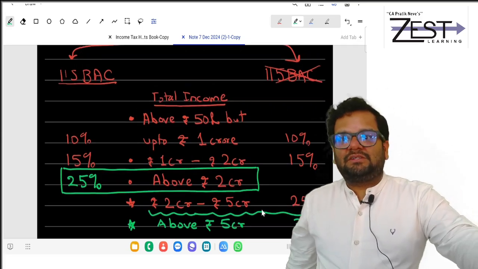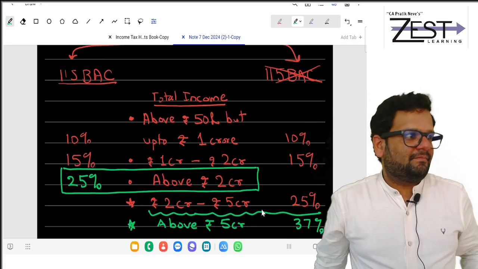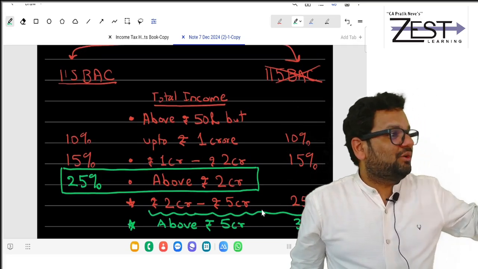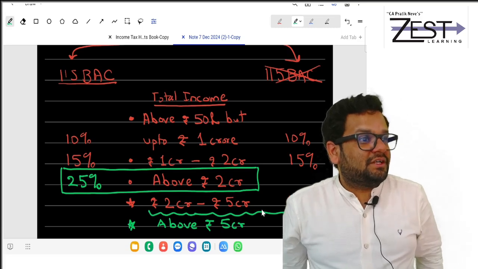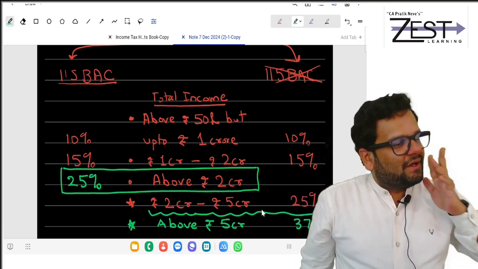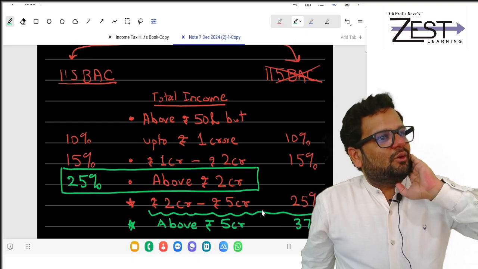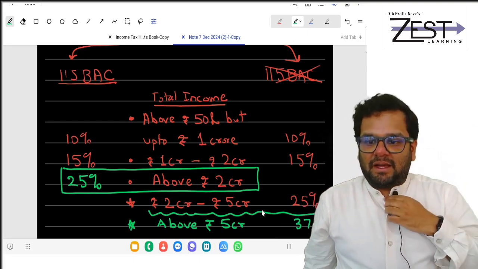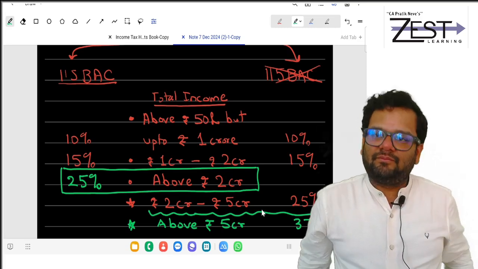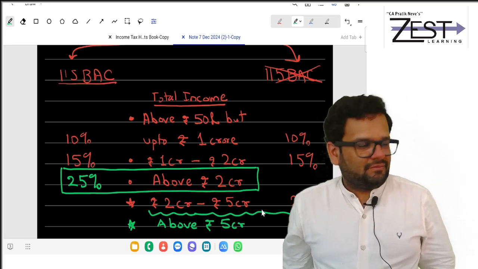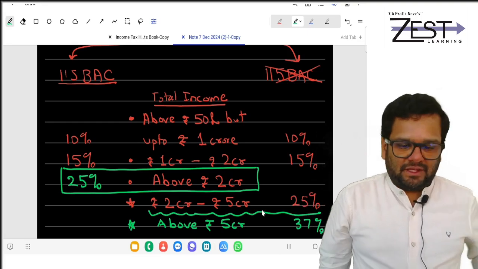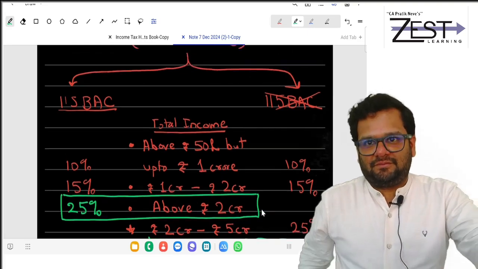So I think better doing like this, no? So you know, don't miss out that above 5 crore is 37%, and don't miss out that when you are in 115BAC, the maximum is 25%. That's why I did it comparatively like this.